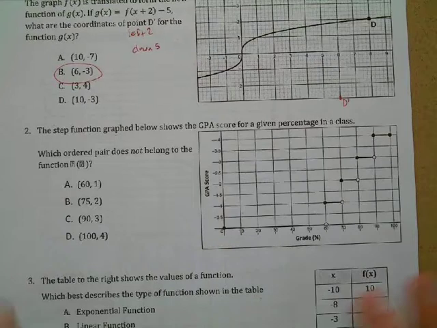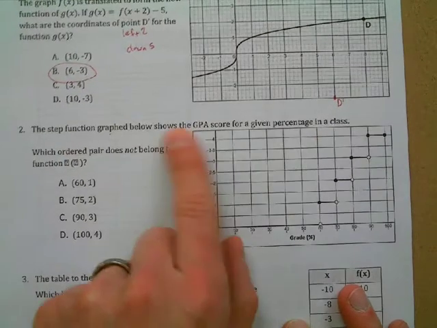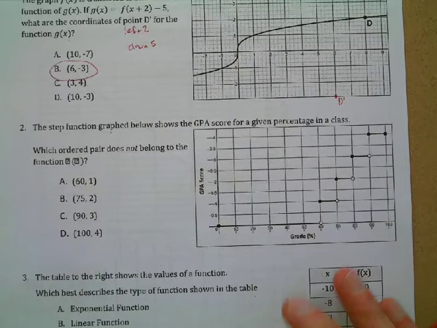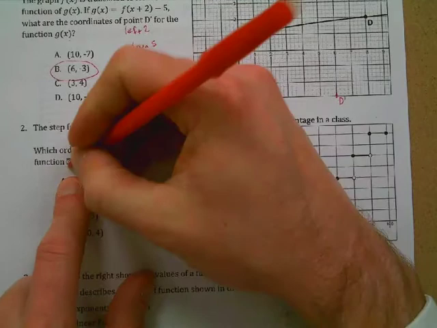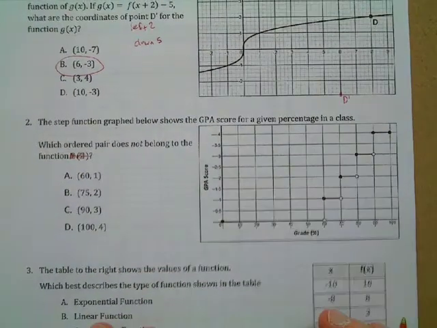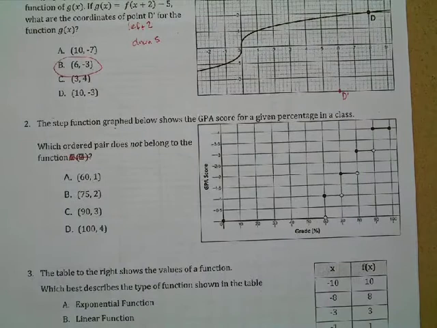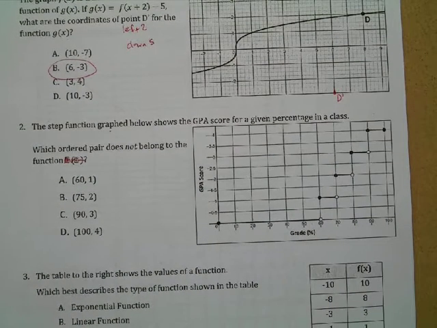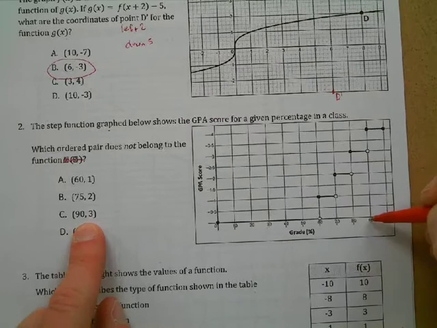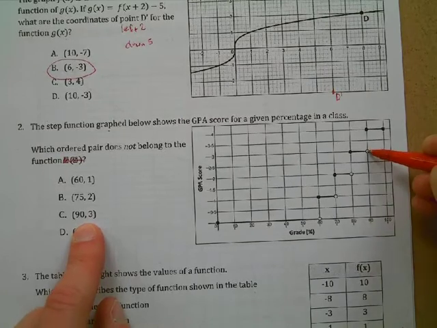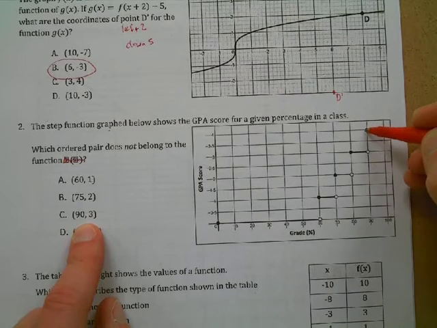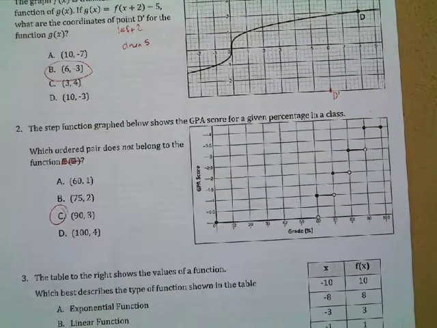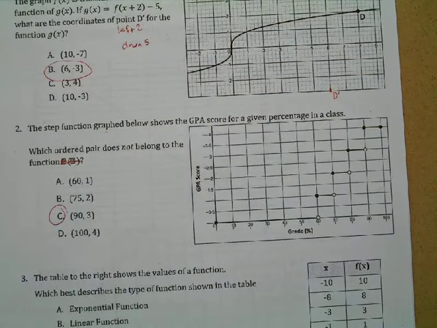Okay, number 2. The step function graph below shows the GPA score for a given percentage in a class. Which ordered pair does not belong to the function? There's an error there, so you don't have to worry about that part, okay? Which one of these ordered pairs does not belong? You guys tell me, which one of these ordered pairs does not belong on our graph here? 90 and 3, let's check it out. Here's the x-coordinate 90, there's 90, 3, what's wrong with this point? Open circle. Does it count as a point? No. We keep going. 90 and 4 is a point, so this one's the wrong one. That's the correct answer because it does not go around. Okay? So C.